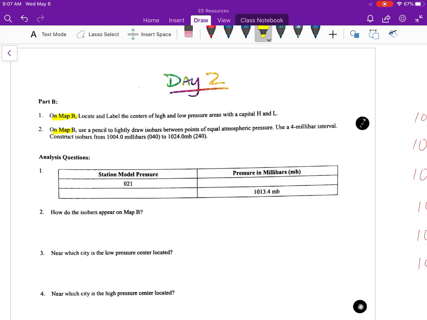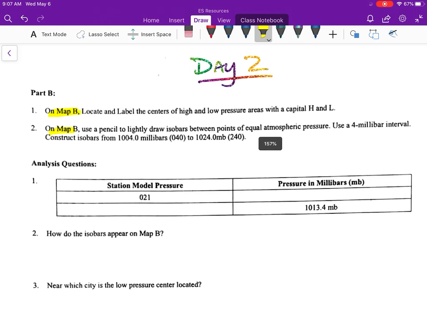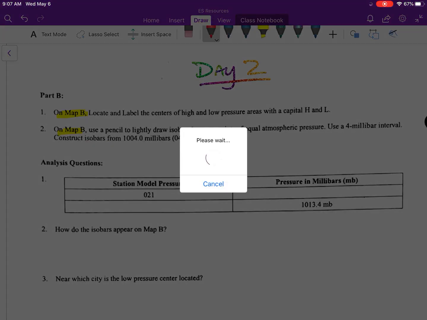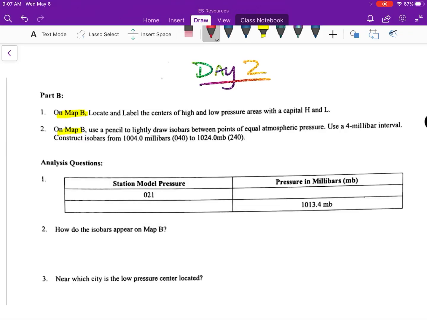On this one, we're gonna be making isobars, all right? Because now we're talking about pressure, and it says to label the high and low pressure areas with a capital H and a capital L. Now, my advice to you is to do this as one and this as two, because you can't really label the high pressure center and the low pressure center until you have the lines.